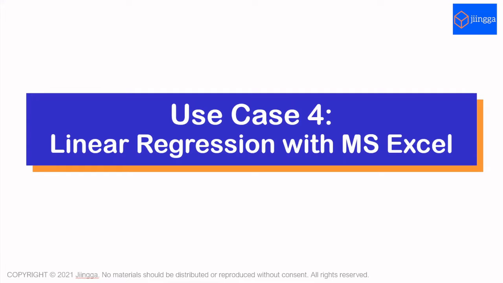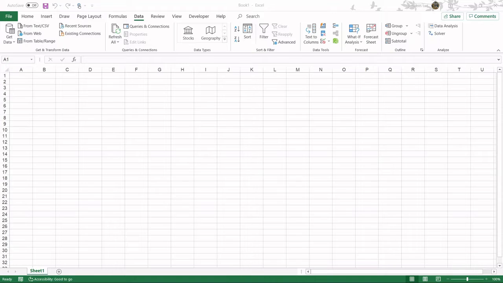Now, we will use Microsoft Excel to learn how to do linear regression modeling. First, open your Microsoft Excel and go to the Data tab. If the Data Analysis button is unseen, please follow the instructions shown in the handout file to add it. Once you have done so, the Data Analysis button will be available here under the Data tab.